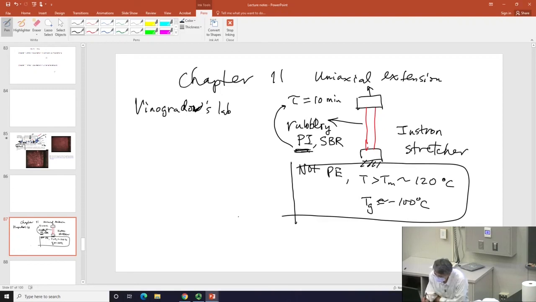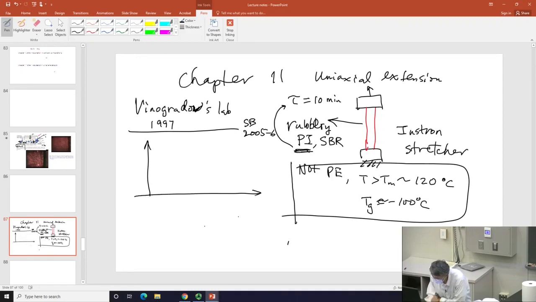So one of the review papers was published in 1997. That's before we ever got into observing shear banding, which was 2005-06 already. So they have observed, and they made the following observations, which is the first figure that I can show you there.